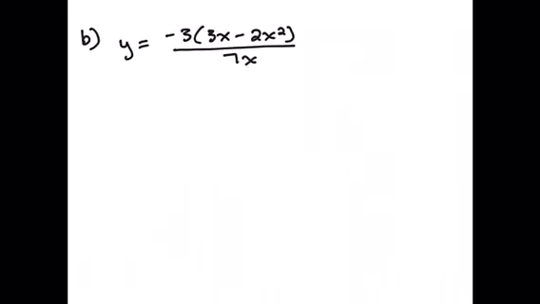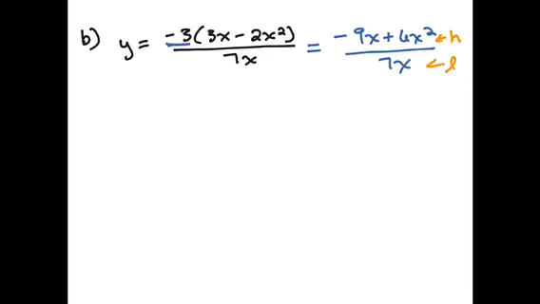Let's try another one. Now, when I look at this function, I see this negative 3 out here. It's just a coefficient. I'm going to go ahead and distribute it. It's going to make the function easier to work with. So this is actually negative 9x plus 6x squared over 7x. So this is my high. This is my low.